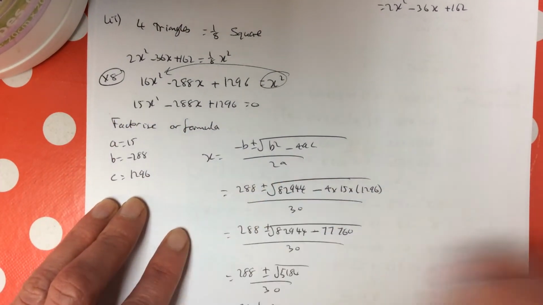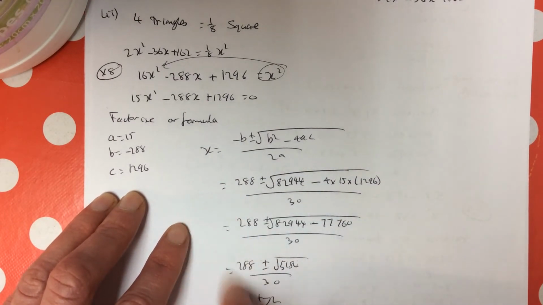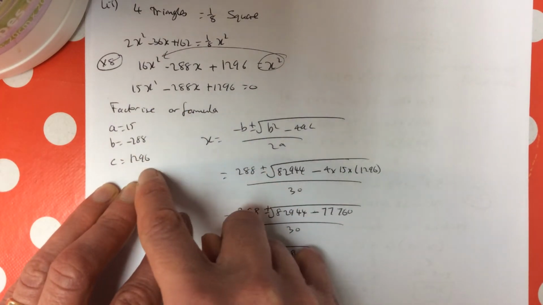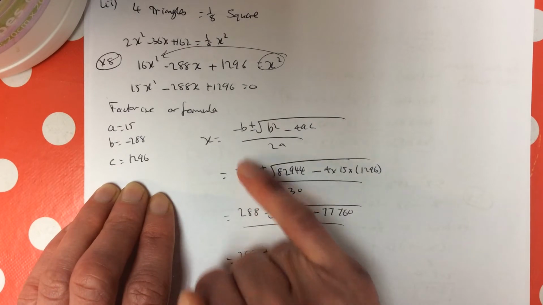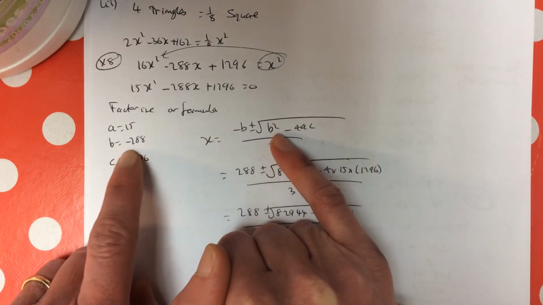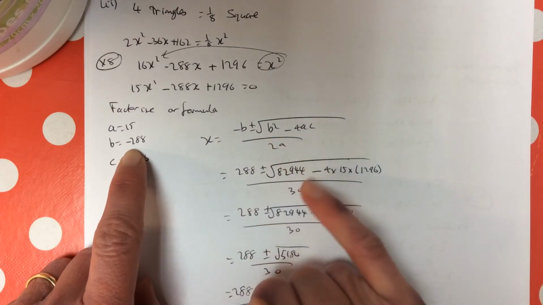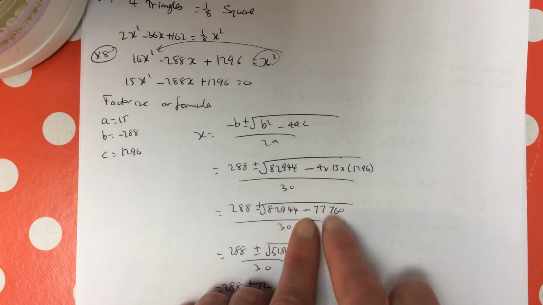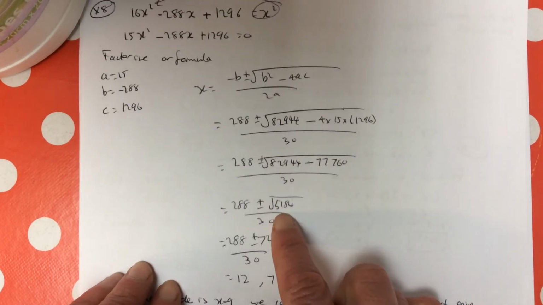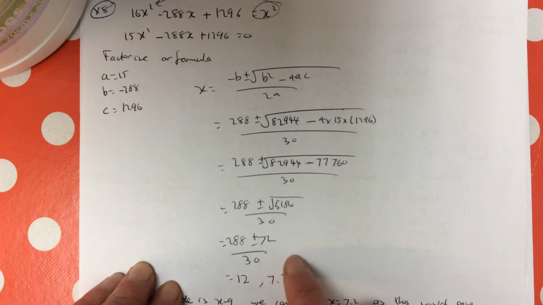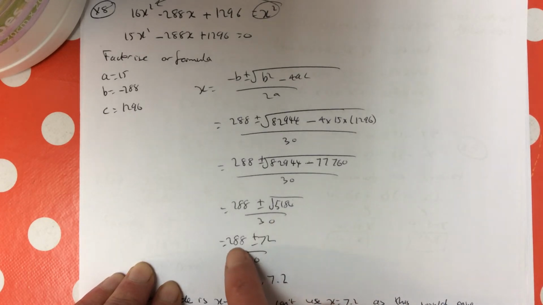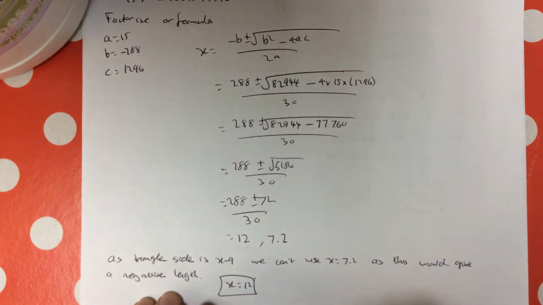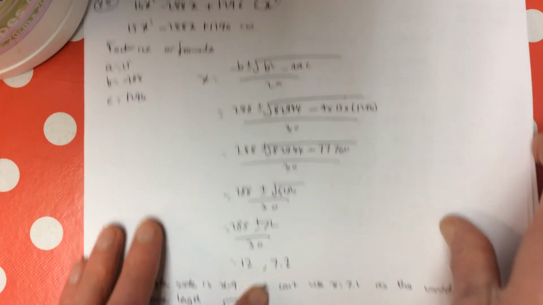Now you can factorize or use the formula. I didn't fancy factorizing that. So what I did, A, B, make sure it's a minus, and C. So you write your formula out, minus, minus b, squared. This will always be a positive number because if you square a negative, you always get a positive. Take away 4 times a times c. Make sure you work this wee bit out first. Then take away. Then you can work that out. Then split it up. 288 add 72 over 30 and 288 minus 72 over 30. Now, so x could be 12 or 7.2.